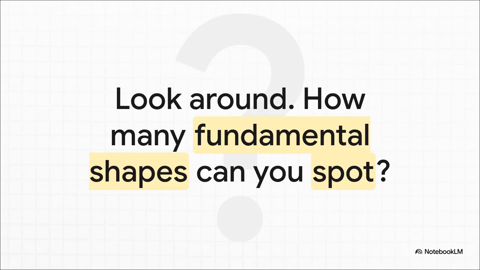So now you have it, the builder's guide. You know the two main ways we can construct 3D objects, and you know the basic rules for how to measure them. Which brings us all the way back to our first question. But this time, I'm going to turn it on you. Just look around the room you're in right now. Your screen is a prism. Maybe your coffee mug is a cylinder. How many of these fundamental shapes can you spot just hiding there in plain sight?